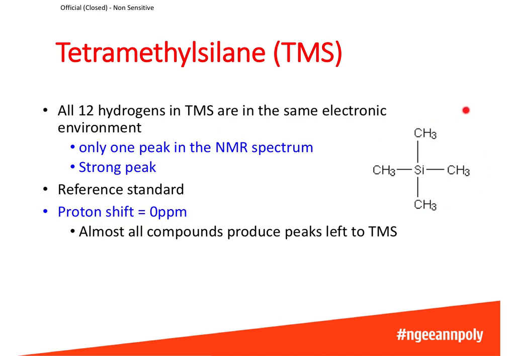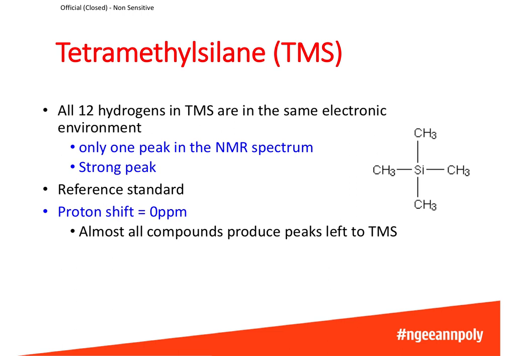This is the chemical structure of tetramethylsilane, TMS, which is used as the reference standard in NMR. All of the hydrogen atoms are bonded to a carbon atom, which is bonded to silicon. So all of the 12 hydrogens in this TMS have the same electronic environment, meaning they have the same electron density. Since there is only one electronic environment for all the protons, this gives rise to only one peak in the NMR spectrum for TMS, and it is a very strong peak because there are 12 hydrogens.